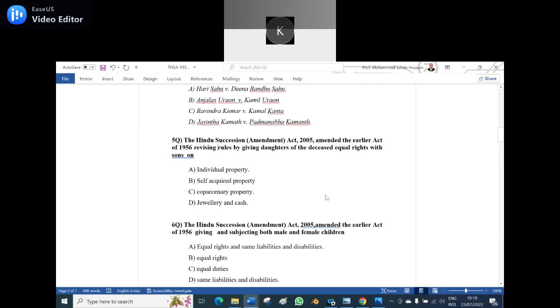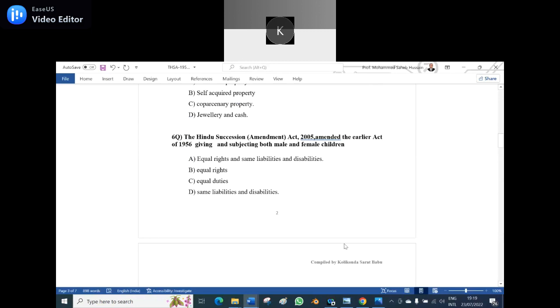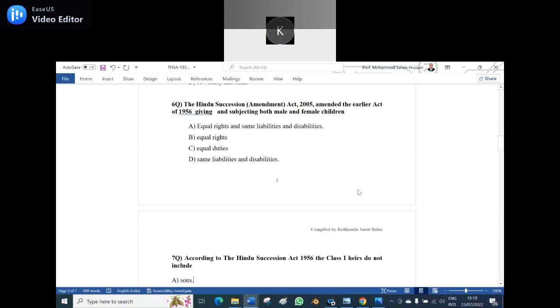Sixth question: the Hindu Succession Amendment Act 2005 amended the earlier Act of 1956, giving and subjecting both male and female children, A. equal rights and same liabilities and disabilities, B. equal rights, C. equal duties, D. same liabilities and disabilities. Option A is the correct answer: equal rights as well as same liabilities and disabilities.